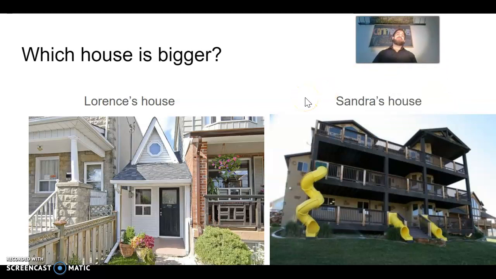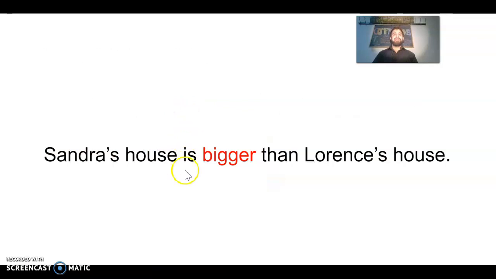Which house is bigger? Lawrence's house, my house, or Sandra's house? Write down what you think the answer is now and pause the video. Okay, let's take a look. Sandra's house is bigger than Lawrence's house. Sure, Sandra has a very big house. I can't compete.